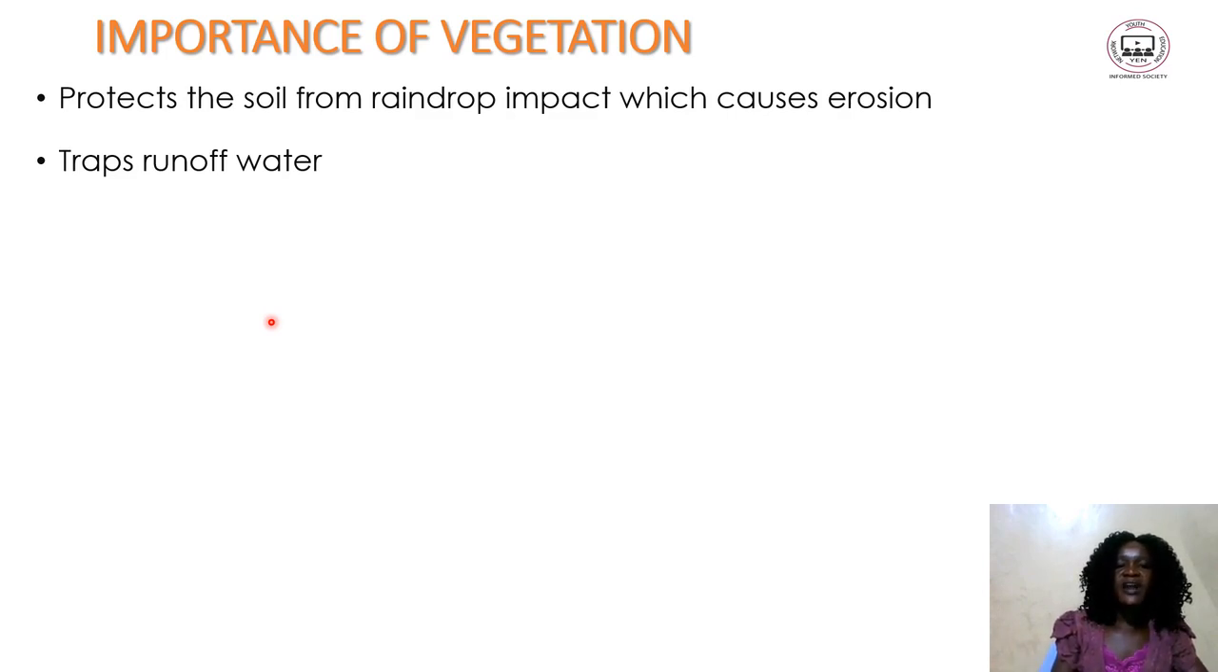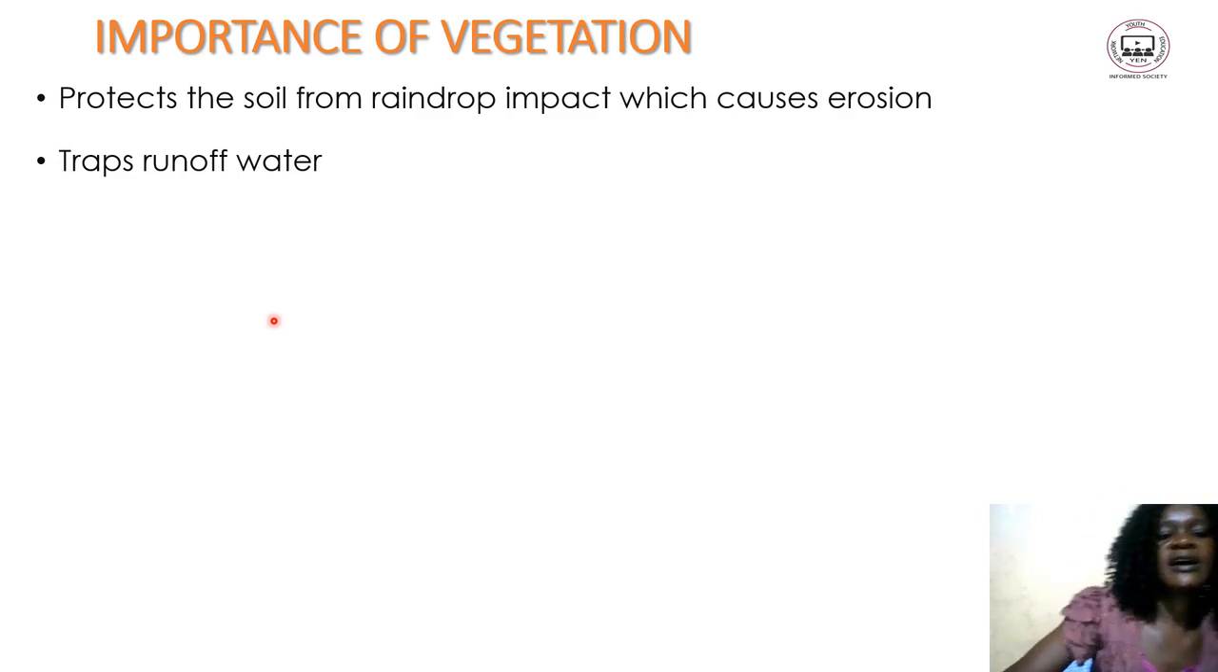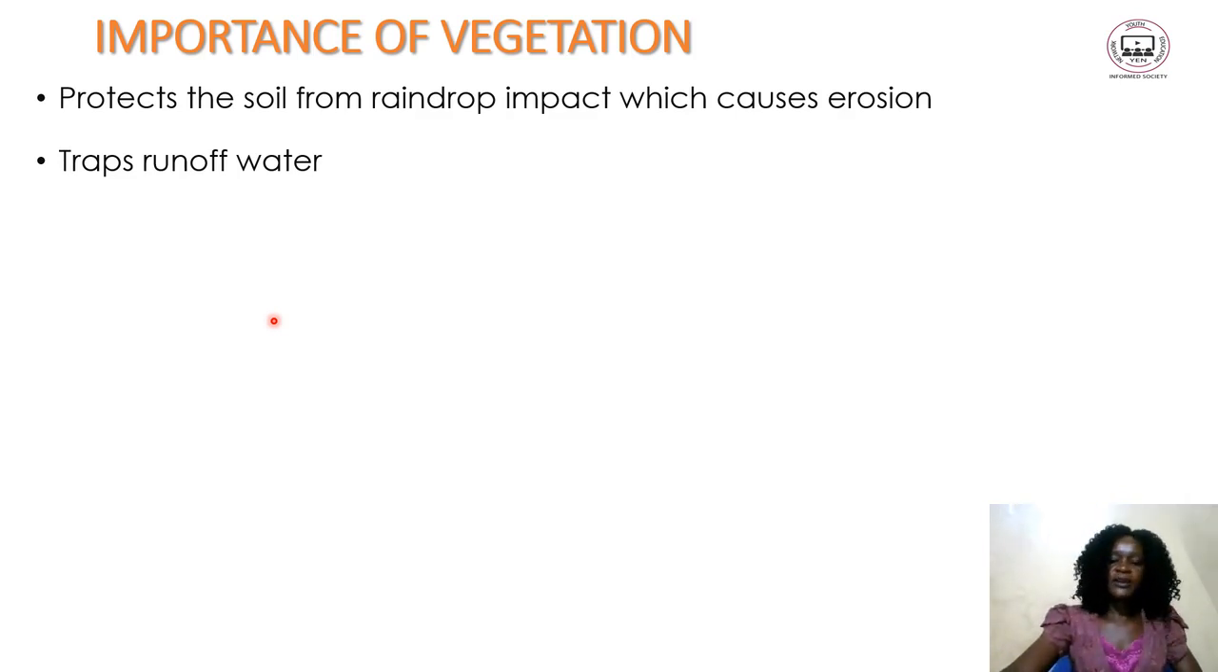Apart from that, this vegetation will also trap runoff water. The vegetation has stems, and those stems will be reducing the speed of runoff. Also, the vegetation has roots. So those roots will also have a controlling impact when it comes to the runoff water. There will be less force as the water moves.